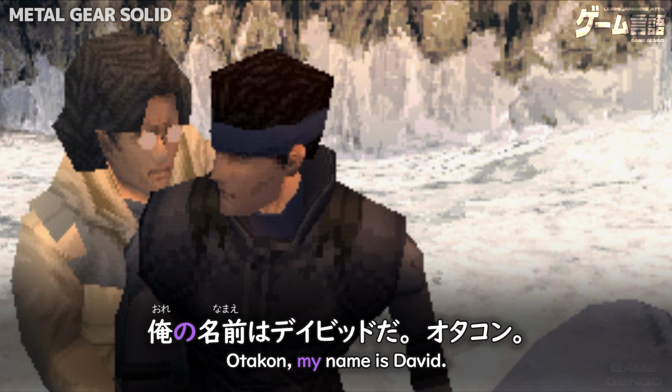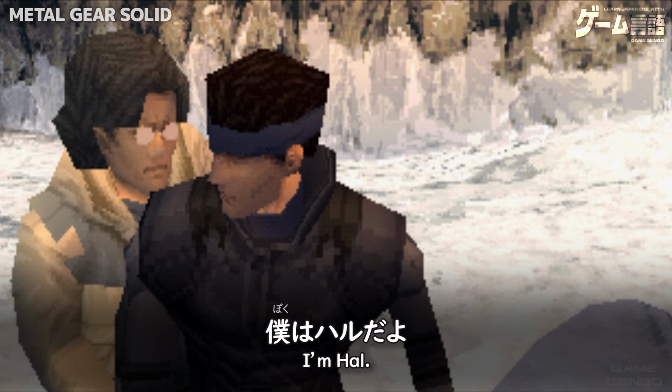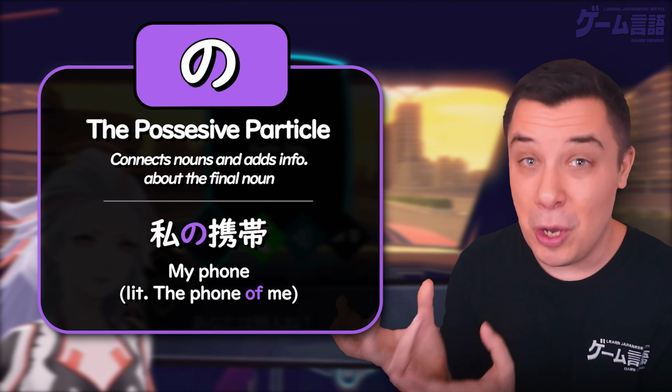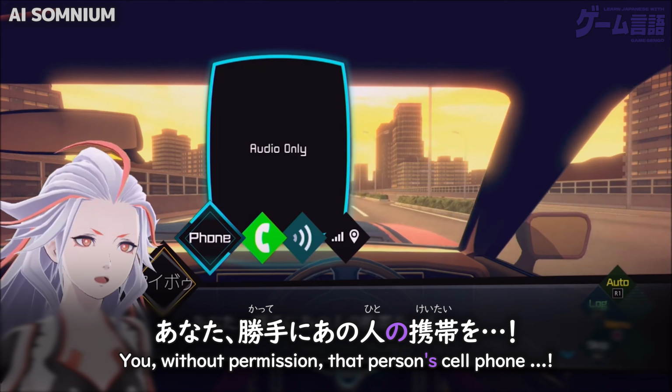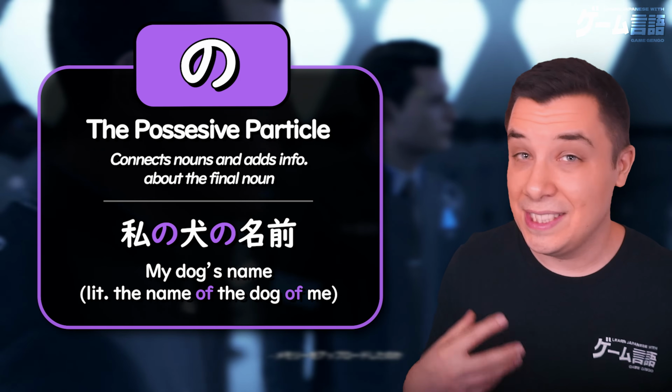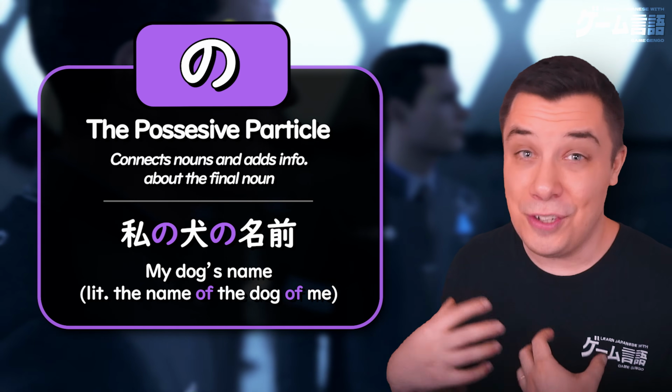俺の名前はデイビッドだ。オタコン。僕はハルだよ。 Like watashi no keitai, my phone. あなた、勝手にあの人の携帯を。 いや、これは私の携帯だ。 Or watashi no inu, my dog.